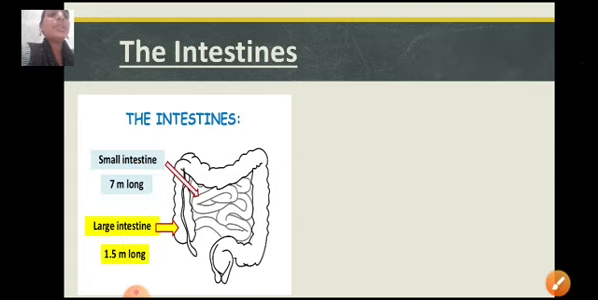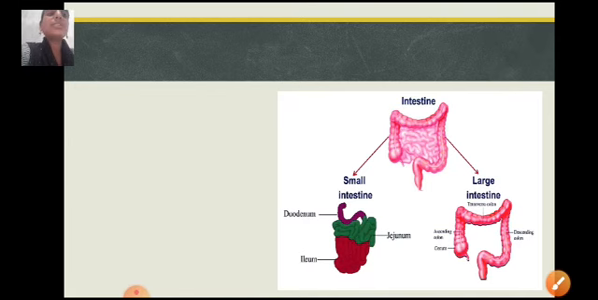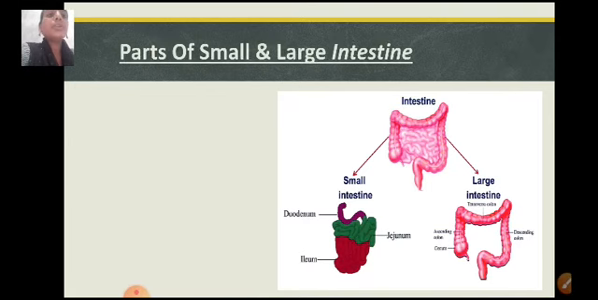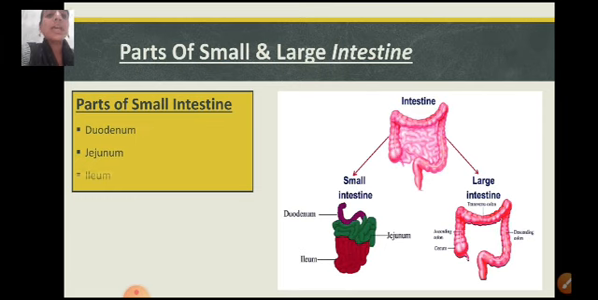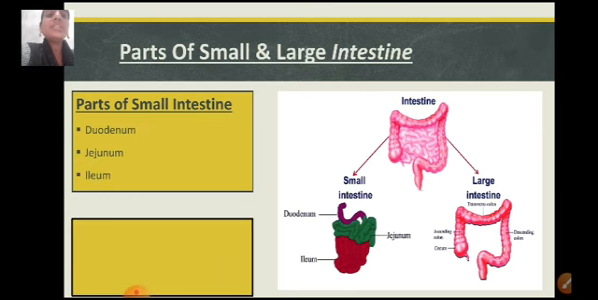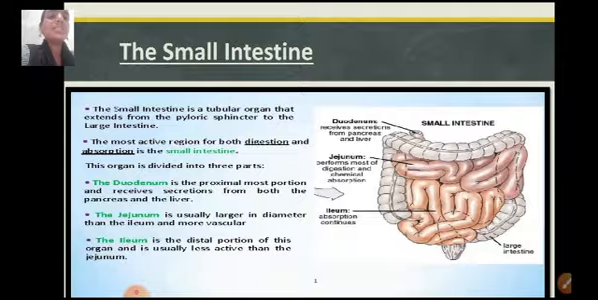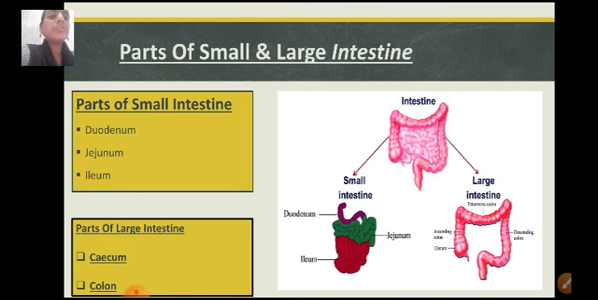So now let us study about the different parts of the large and the small intestine. First of all, talking of the parts of the small intestine. The small intestine can be divided into duodenum, jejunum, and ileum, while the large intestine can be divided basically into two parts, that is the cecum and the colon. In the picture also you can see that the small and the large intestine can be divided into different parts.